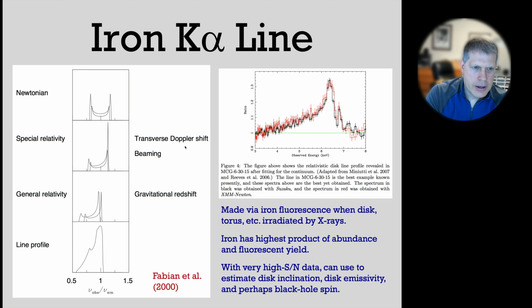And then if you go to the next level of complexity, you also have to consider general relativity. For example, there is gravitational redshift because the photons have to climb their way up out of the gravitational potential close to the black hole. And that will cause this whole line to be shifted downward in energy, as shown here. And so you put all these things together and you expect a line profile that is like this. It is broad and it is significantly skewed toward the red, due to the effects I've just described: the beaming effect, the gravitational redshift, and so on.